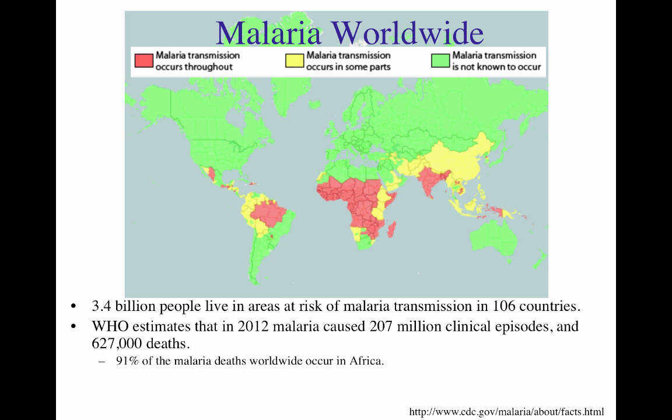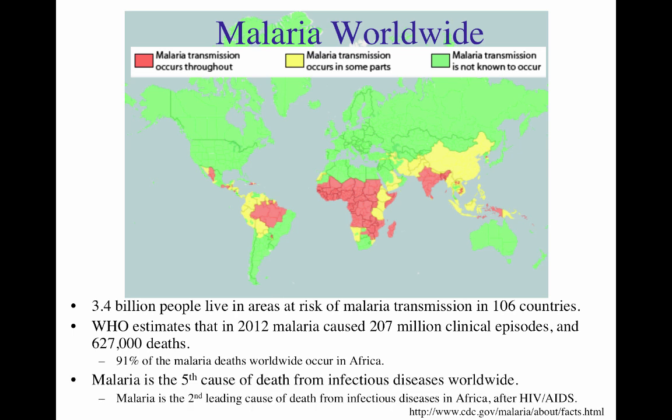Now, the World Health Organization is estimating that malaria caused 207 million clinical episodes of malaria, and that of those, 627,000 deaths happened. Of those, 91% of the malaria deaths happen in the continent of Africa. Now, malaria is the 5th cause of death of infectious diseases in the world. It's second after HIV in Africa.